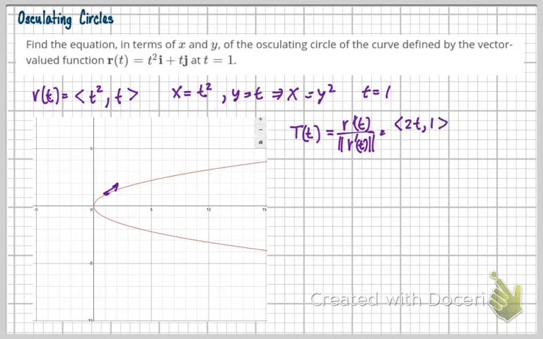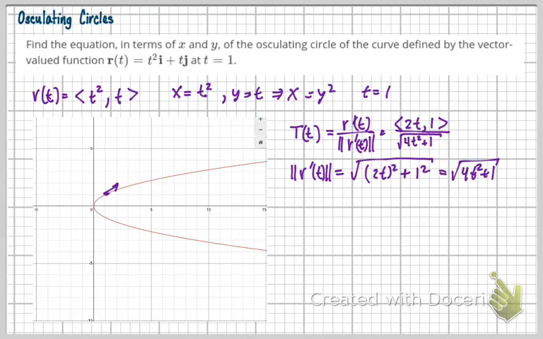And then to take the magnitude of that, I'm going to take the square root. Let me write that down first. That's going to be the square root of (2t) squared plus 1 squared, which is the square root of 4t squared plus 1. And that's what the bottom is going to be here.